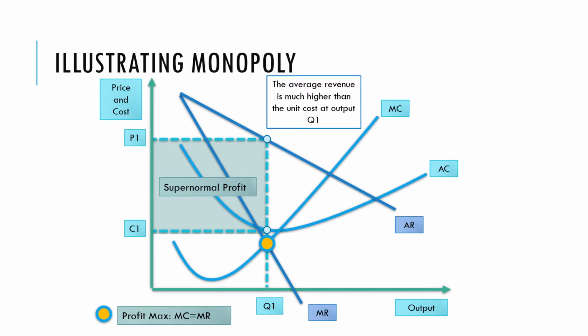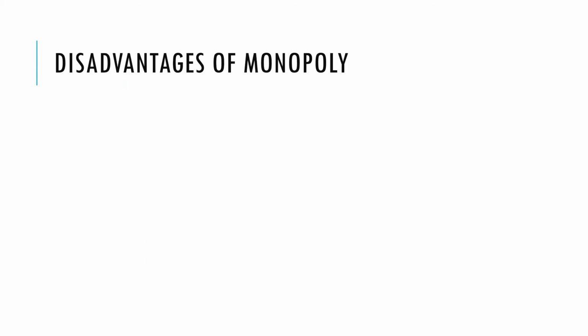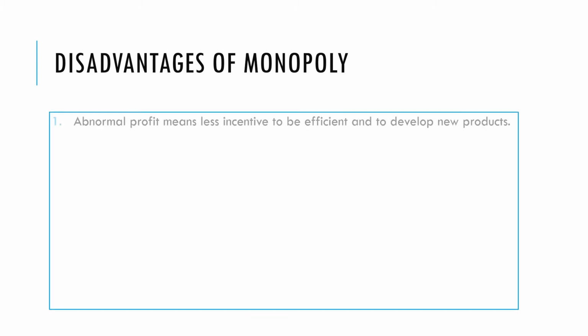So here is how we might illustrate a company operating as a monopoly. We can see they're making supernormal profits, and this may be the case in the long run. So why do we often think about monopolies as being bad? What are the disadvantages of a monopoly? Well, the fact they're making a supernormal profit means there's less incentive to be efficient and develop new products. They're doing very well and there's no threat of competition.